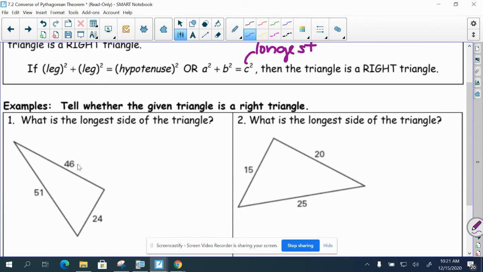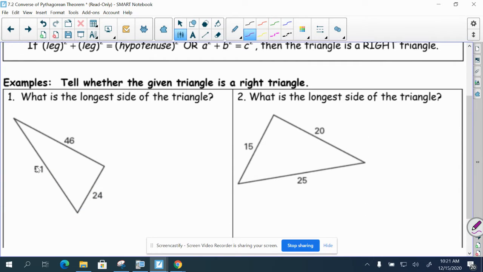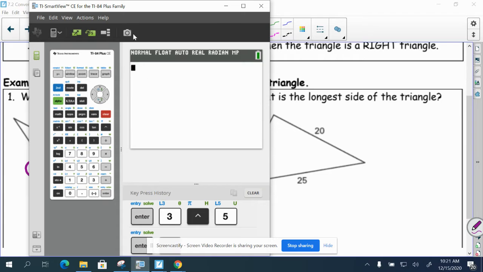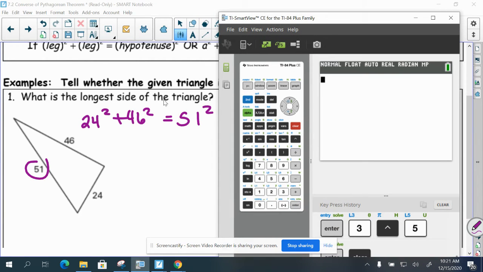So for this one, we're going to say 51 is the longest side. So if it is a right triangle, 51 would be your hypotenuse. So we'll check to see if 24 squared plus 46 squared equals 51 squared. I hope you have your calculator because I sure wouldn't want to multiply these by hand. So I'm going to get my calculator out and do 24 squared plus 46 squared.